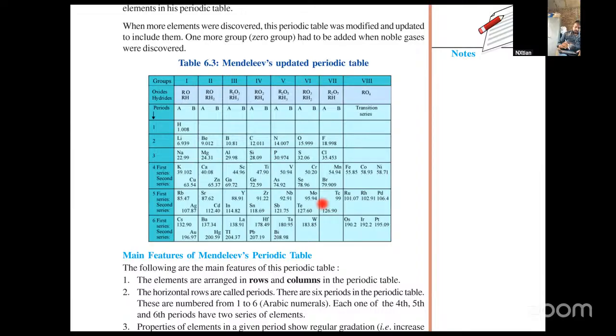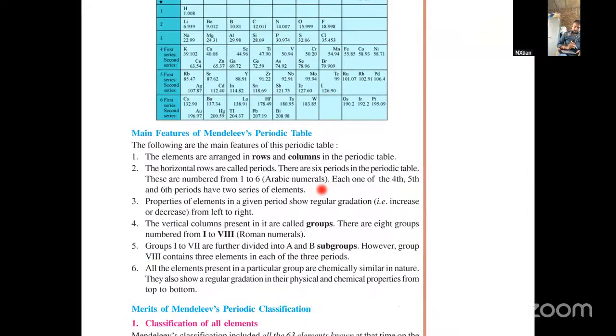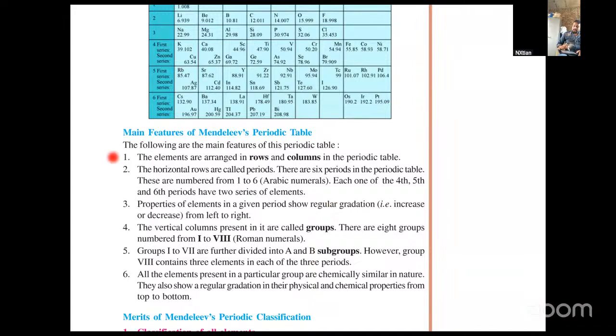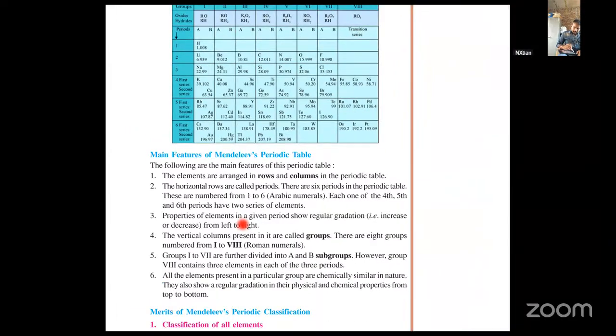Okay, now listen. What is the main feature of Mendeleev's periodic table? The first is that elements are arranged in the form of rows and columns. You can see that the rows and columns are there. So, Mendeleev's periodic table is arranged in the form of rows and columns.